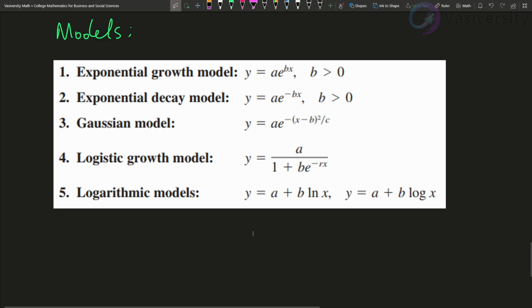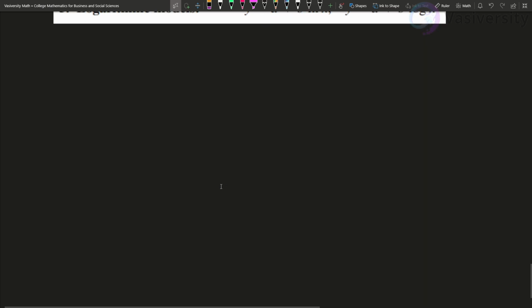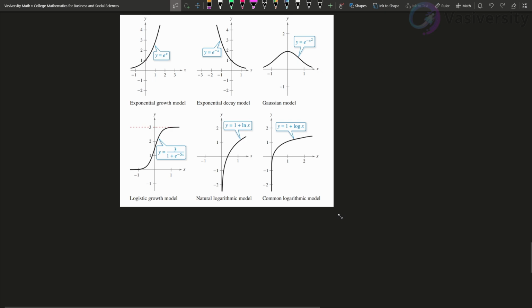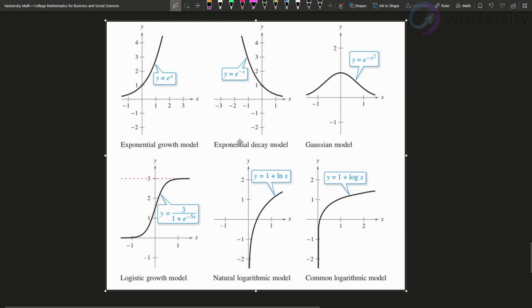Okay, and the way the equations would look like, right? We just named them, but let's actually take a look at how those 5 equations look. Here is how it would look. So the first equation is the exponential growth model, then the exponential decay model.